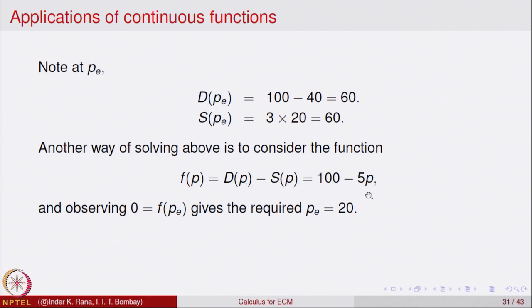We can observe that if p is something like 100, then this value is negative. If p is equal to, say, 5, then this value is positive. So, there are points where the function takes positive values and points where it takes negative values, and it is a continuous function. So, by the intermediate value property, there will be a point where f of p is equal to 0, so demand will be equal to supply.